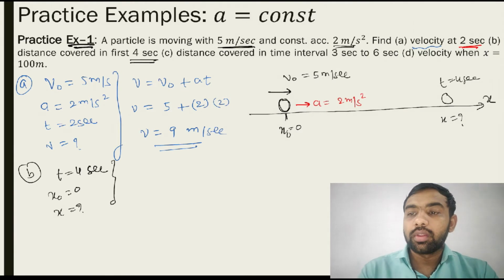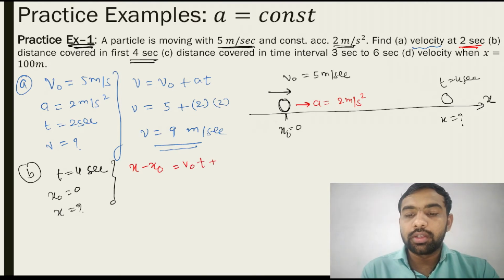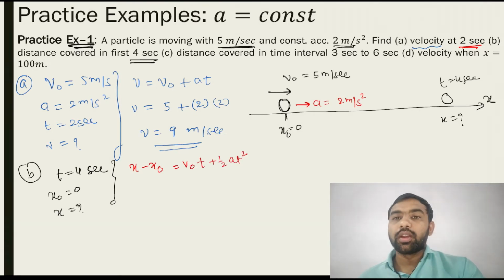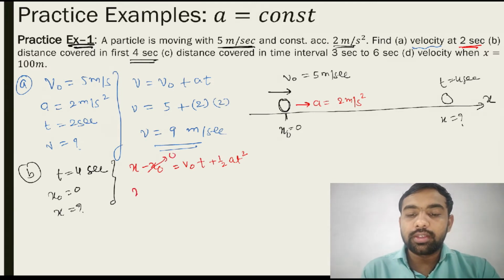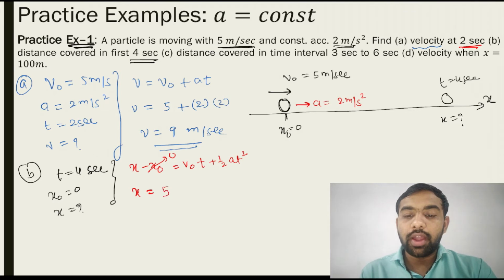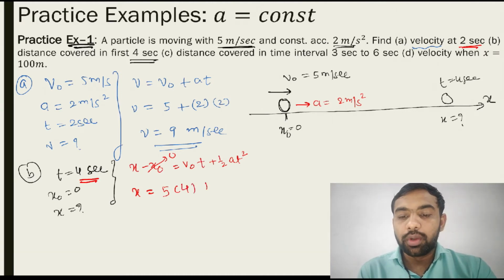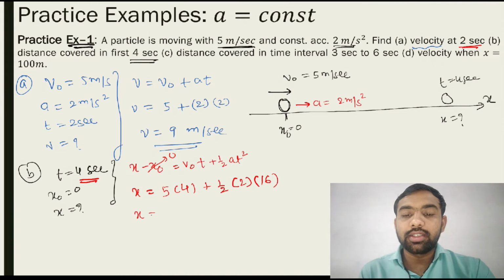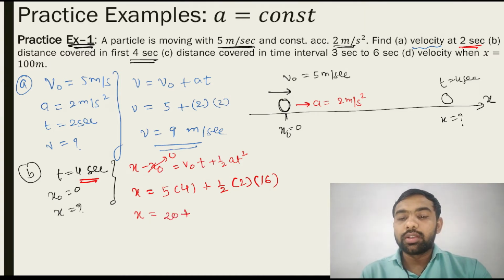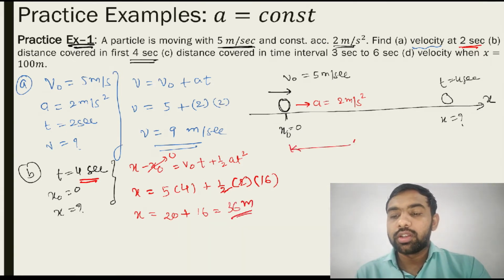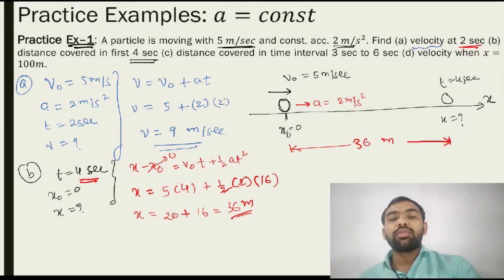See, x minus x0 is equal to v0 t plus 1/2 a t square. x0 is 0. So x is equal to, v0 is 5, and t is now changed to 4 seconds. So 5 into 4 plus 1/2 into a, which is 2, into 4 seconds square. 4 square is 16. So x is equal to 5 fours are 20 plus 16. The answer is 36 meters. So 36 meters of distance is covered in 4 seconds.